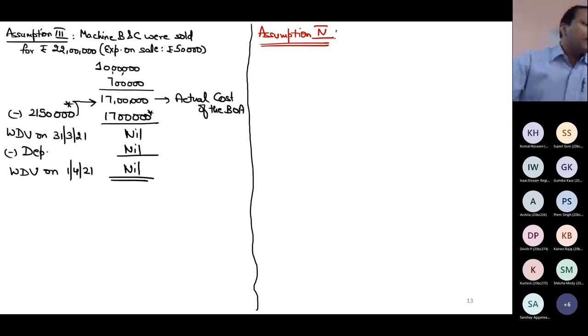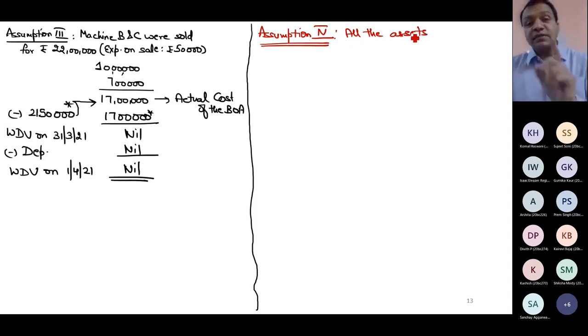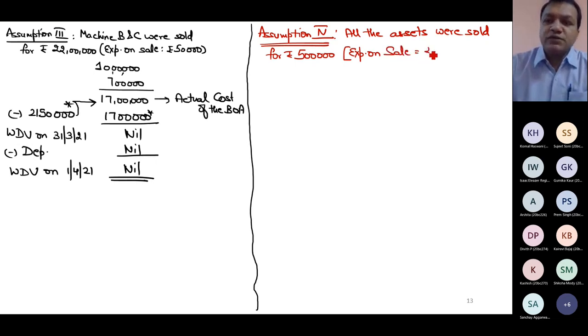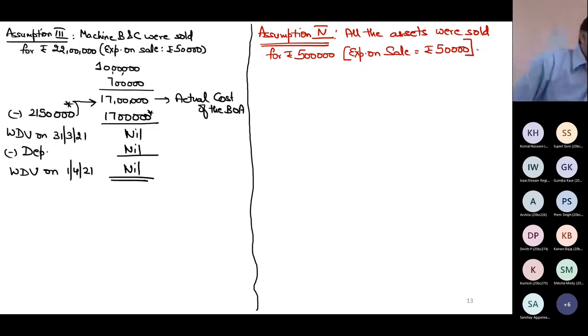Assumption 4. Now I am using the line all the assets are sold, rather than machine B and C. The main example, base example remains same. All the assets were sold for 5 lakh. Earlier I was saying that only machine B and C were sold for 5 lakh. Now all the assets were sold for 5 lakh. Expense on sale is rupees 50,000, same. Can you tell me the effect now of this assumption?